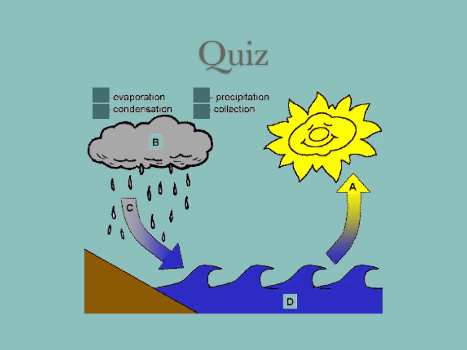What is letter D representing? If you said collection, you are right. The precipitation is collecting in the ocean below to start the cycle all over again. Now we know the four main parts of the water cycle: evaporation, condensation, precipitation, and collection.